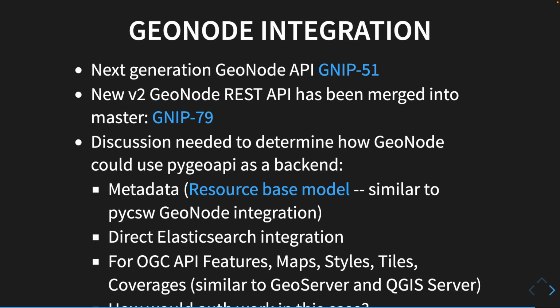GeoNode integration. GeoNode now has a new V2 REST API, which is merged into master, and there are a number of discussions going on in the GeoNode community, which have happened in the past, around possibly integrating pygeoapi deeper into GeoNode with regard to the data API backend. This is loosely related to some of the work that's been going on in the Django implementation for pygeoapi, being able to tie to a GeoNode instance. So stay tuned for that one, and hopefully we'll see some deeper integration as time goes on.